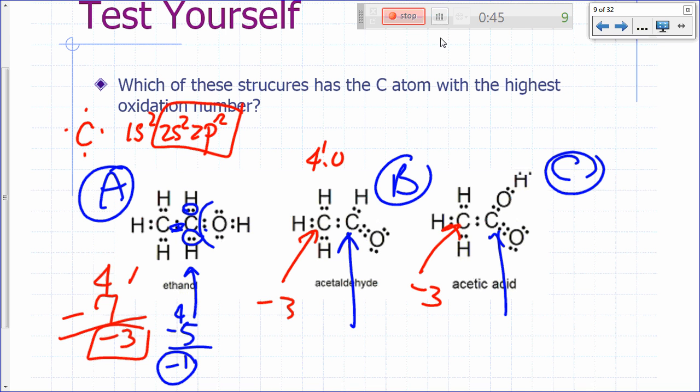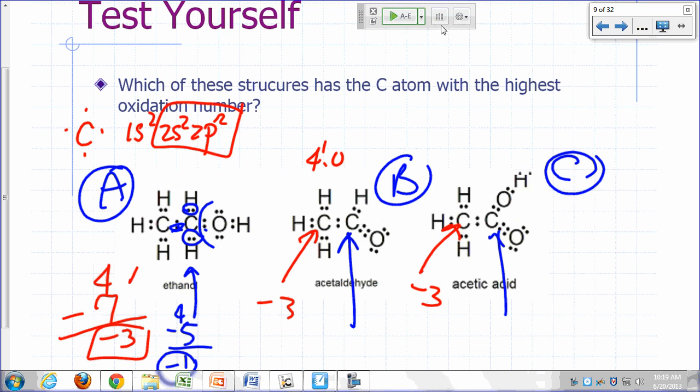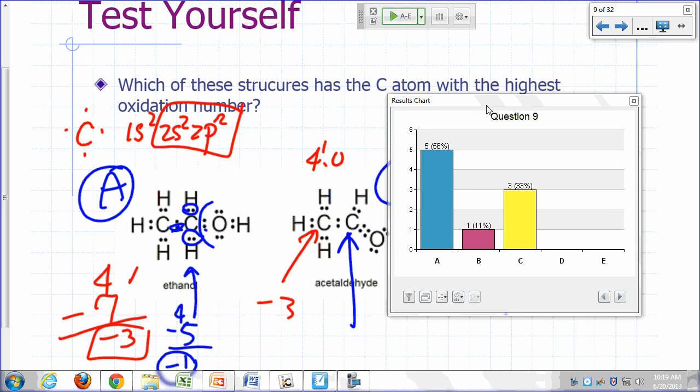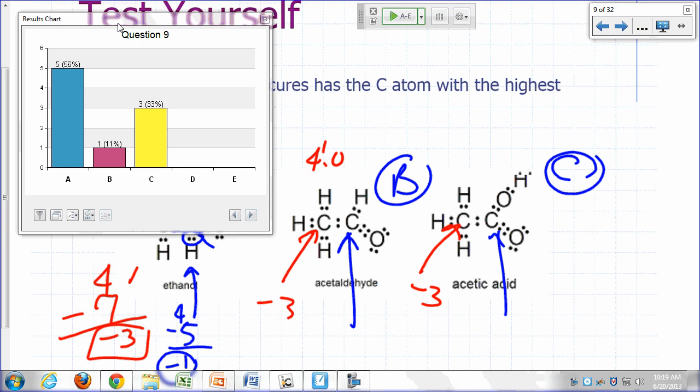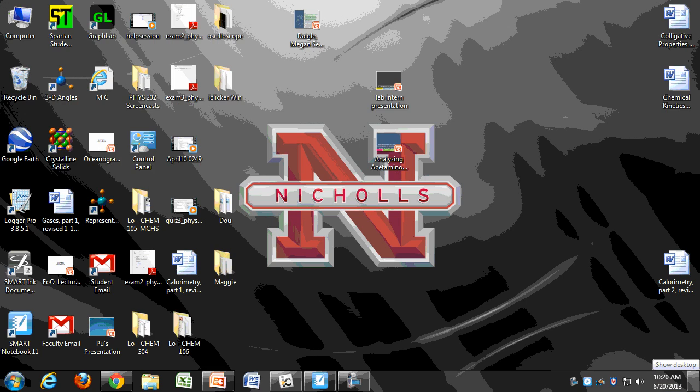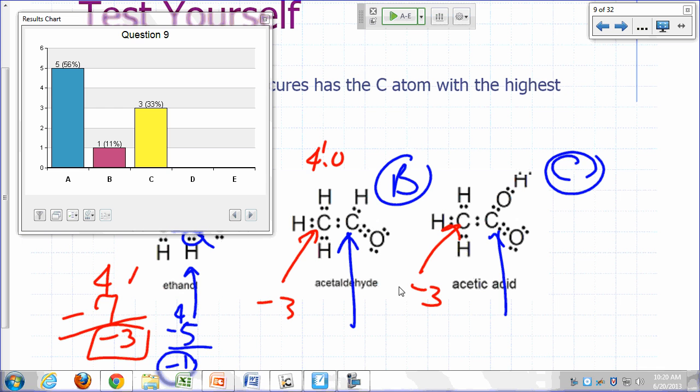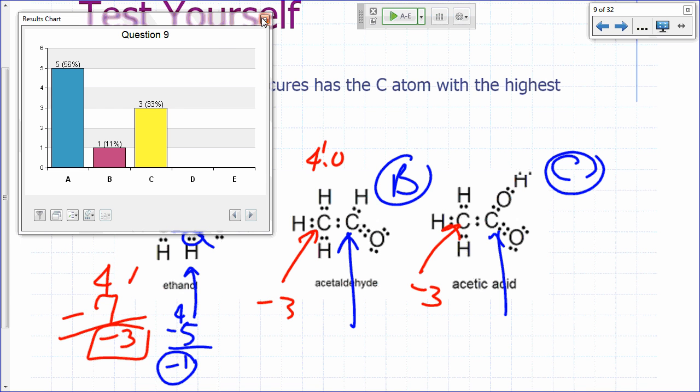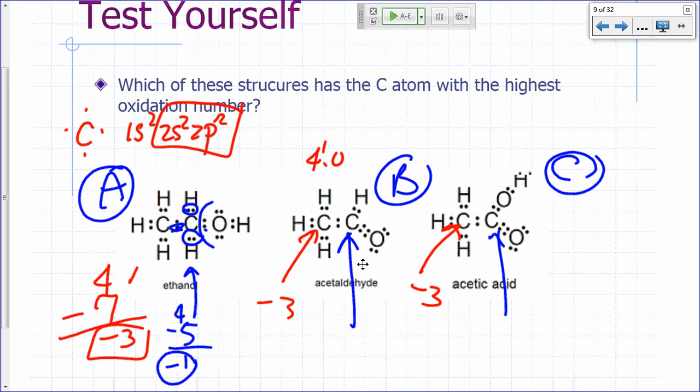Let's see how we're doing. Okay, all over the place. Let's see. What's the oxidation number of this carbon right here? What would it be? How many does it own? It owns those and those. That's 4. Does it own any of this shared with oxygen? It doesn't own any of those, right?